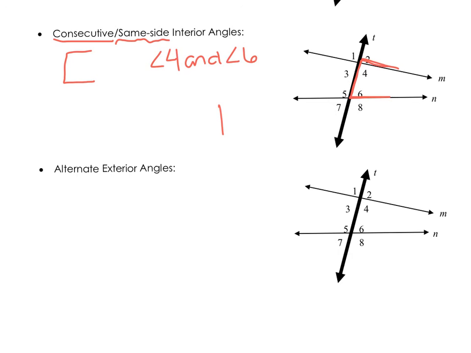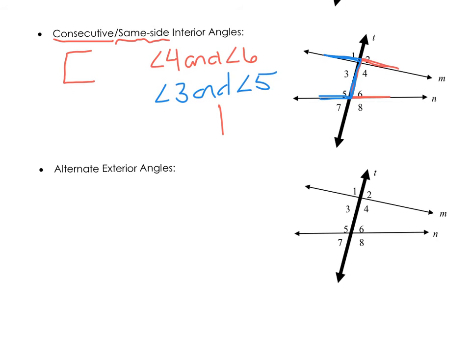So what's another set? Well, maybe you picked out angle 3 and angle 5. They're consecutive interior or same side interior angles. Okay?